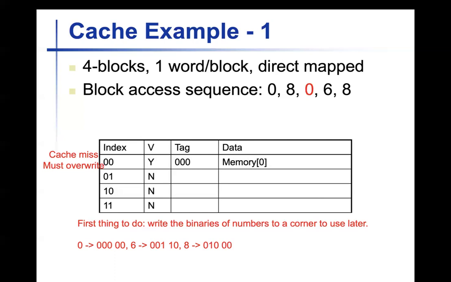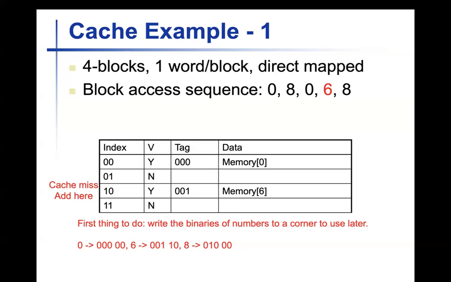And then my next request is going to be 6. 6 is going to have the index 1 and 0. It does not exist here, so it's a cache miss. But I do not have to delete anything here because now it is going to go to index 1, 0. So I changed the validity bit to yes, and then the tag is going to be 0, 0, 1. That is the first 3 bits of 6. And then all the data in memory location 6 goes into the data area.